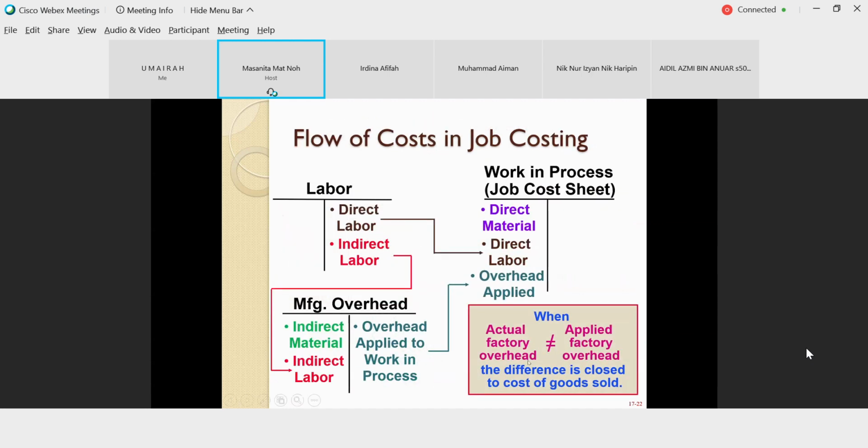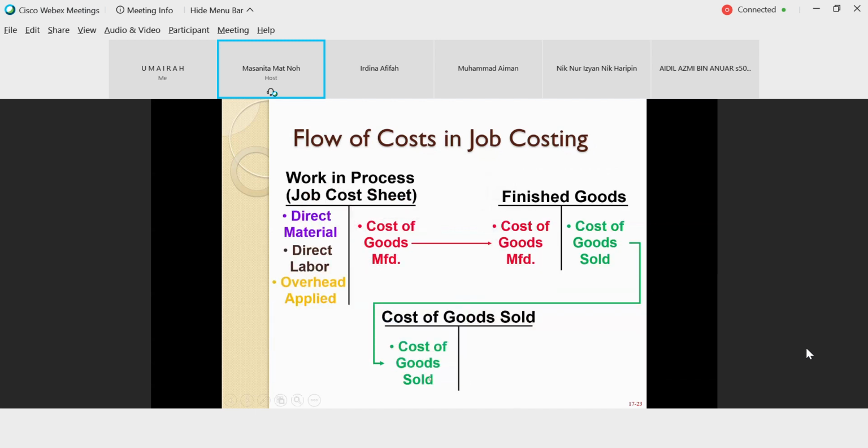Alright, when the actual factory overhead is not the same as applied factory overhead, the difference is closed to cost of goods sold. Okay, so yang ini dah applied, tapi nanti bila you masukkan yang sebenar kat sini, manufacturing overhead tu yang sebenar, and then you masukkan lagi information bila dah dapat yang sebenar of MOH, actual MOH, you kira kat sini, so you akan dapat beza dua ni.